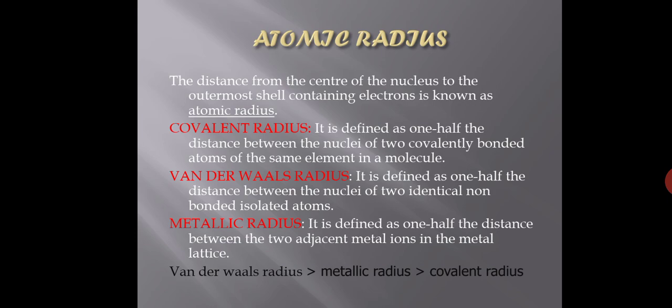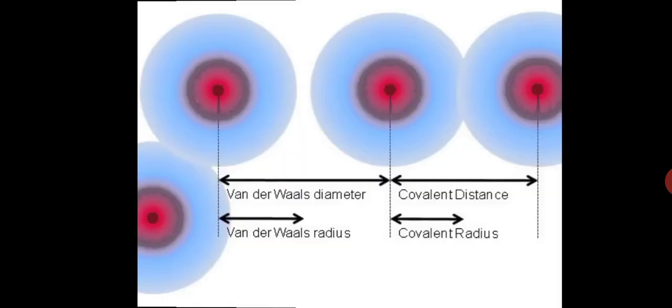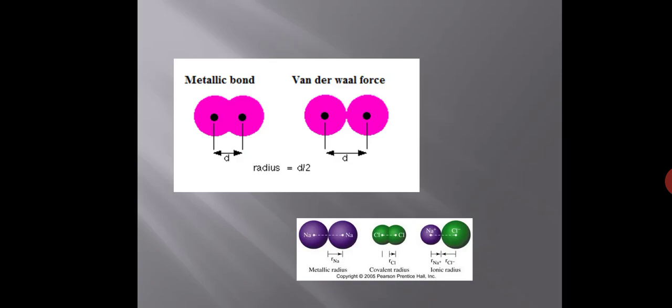Below, I have given you the comparison. Van der Waals radius is the biggest. You can see Van der Waals radius is the biggest, then the metallic radius, and then the covalent radius. You can see it here. Here another metallic radius is also given between the sodium atoms, which I was just talking to you about.